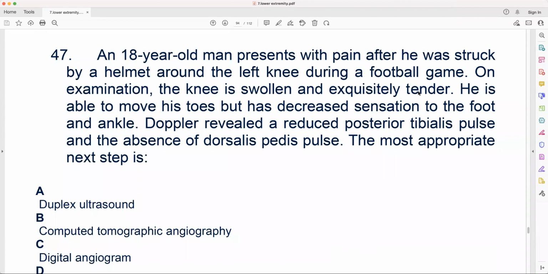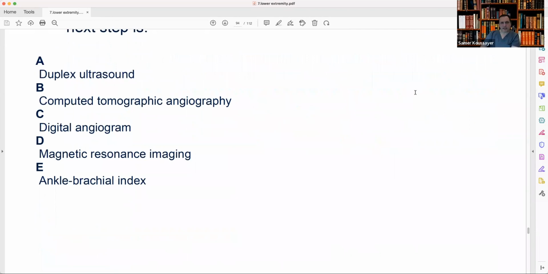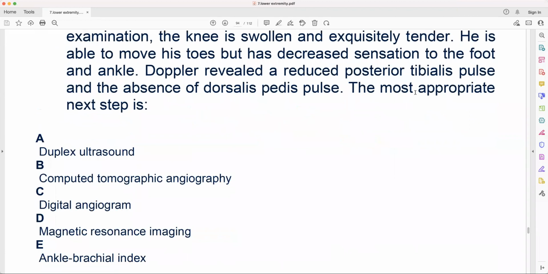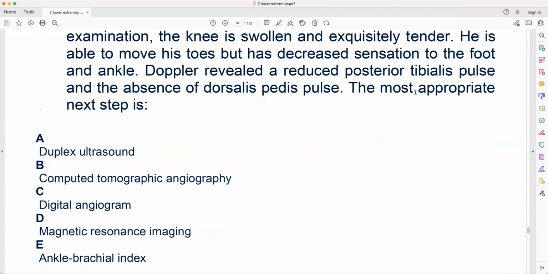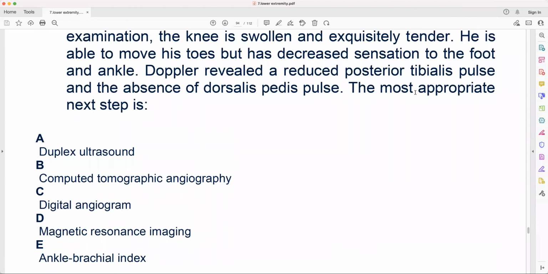CTA. Best, CT angiogram, correct. Why CT and not ultrasound? Let's go one by one. CTA, okay. Ultrasound is operator dependent, and it may show us thrombosis or injury, and that's it. CTA will show if he has dissection, thrombosis, or transection.